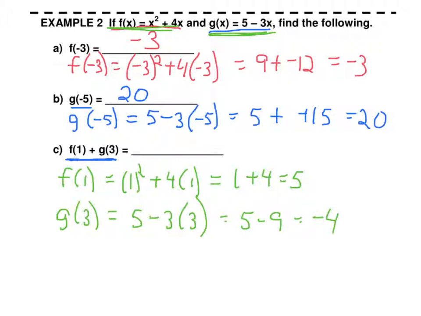So now I want to add those together. So I add my answers together. That's what it's telling me to do. So 5 plus a -4 is equal to 1. And that's your answer.